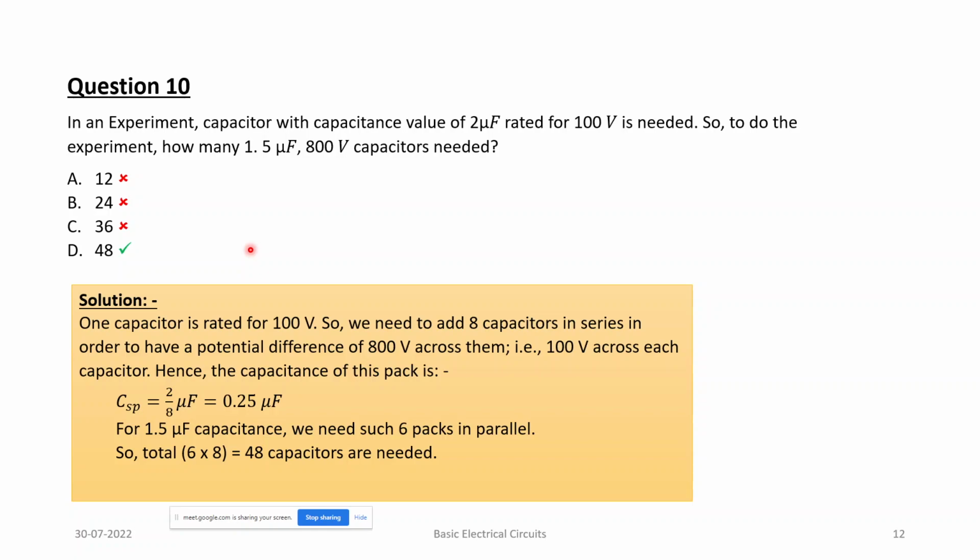6. 0.25 into 6 is 1.5. Yes sir. So how many capacitors are needed? 6 into 8. 8 in series, 6 in parallel. So 6 into 8, 48 capacitors. Yes sir. Is it correct? Yes sir.